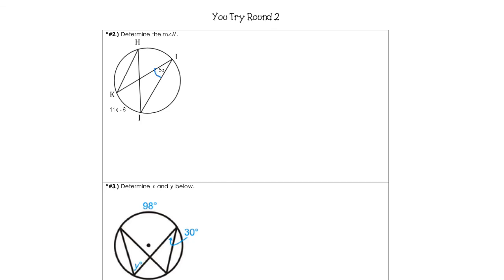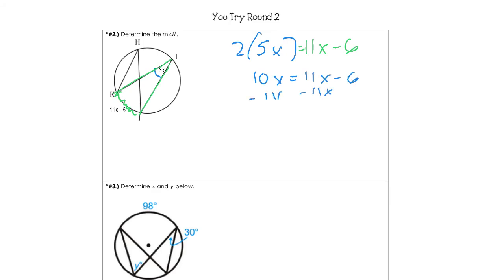So again, we got an inscribed angle that is 5x, and 2 times the inscribed equals the arc. The arc that it hits is 11x minus 6. So we get 10x equals 11x minus 6. I'm going to subtract 11x from both sides. Get negative x equals negative 6, so x equals 6.